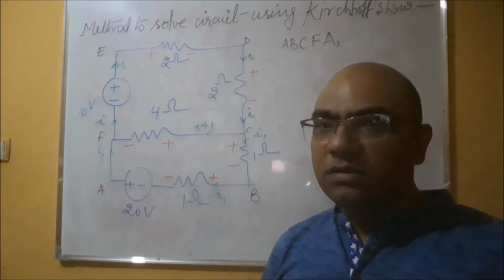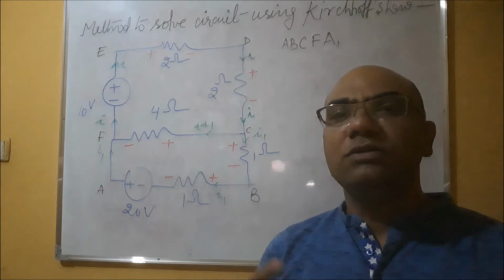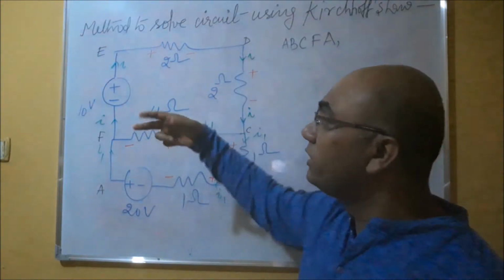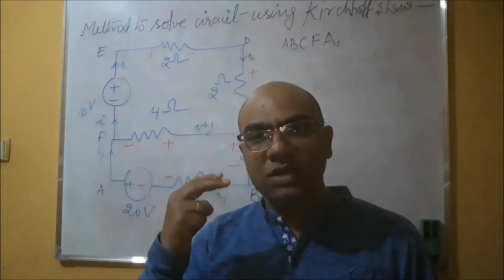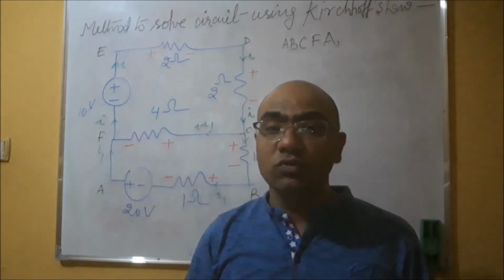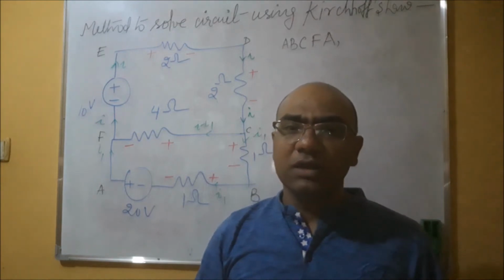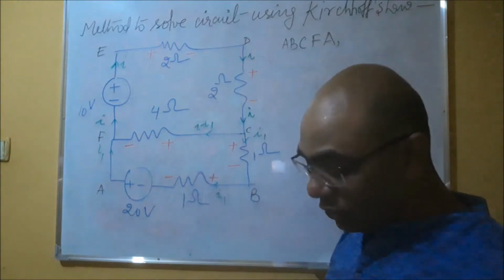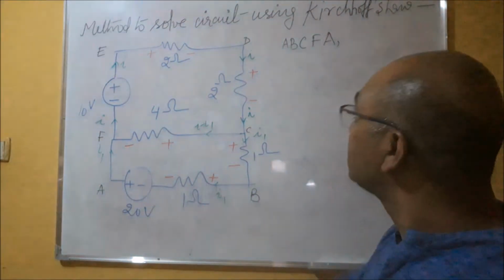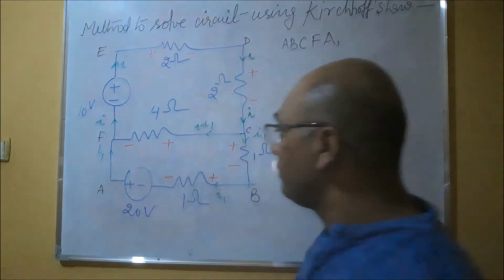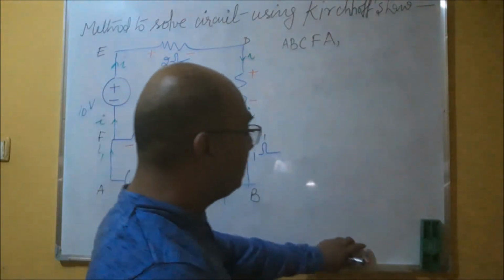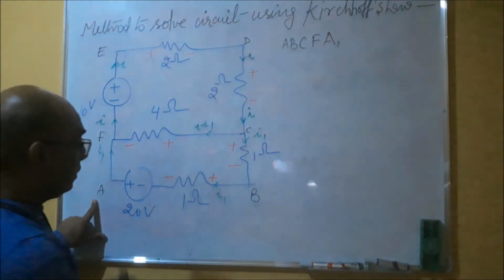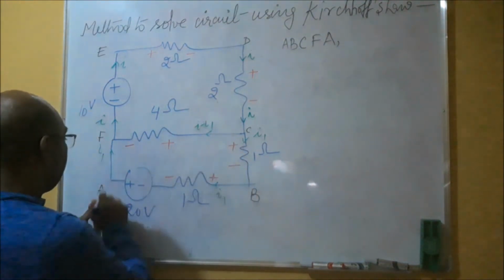For this circuit, we will write the 2 equations, and therefore we will write the KVL equations for only 2 closed paths. Choose any 2 closed paths, that depends on you, and for these 2 closed paths, you write the KVL equation. So let me take A, B, C, F, A. I am starting from A, B, C, F, A.